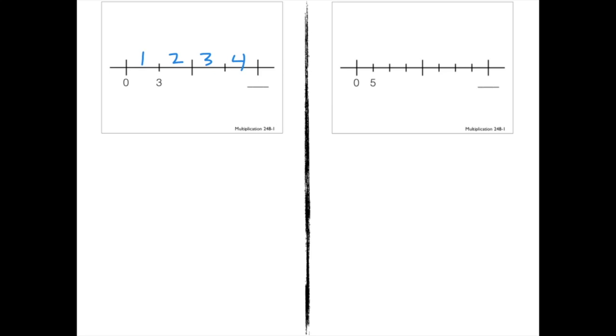And then we want to find the value of each space. And we do that by finding the difference between the two numbers. So in this case, 3 minus 0 is 3. And then it becomes a multiplication question. So the value of each space is 3. There are 4 spaces total. So the number that goes on the line is 12.